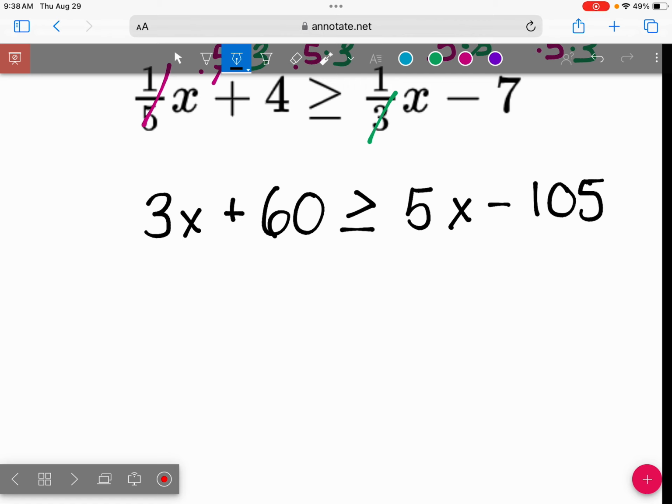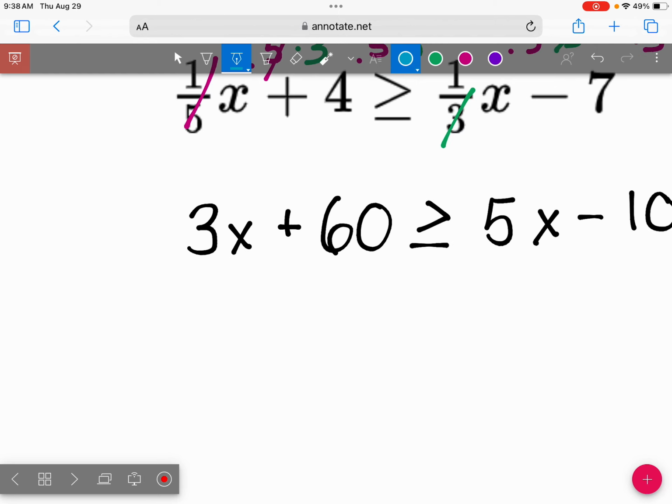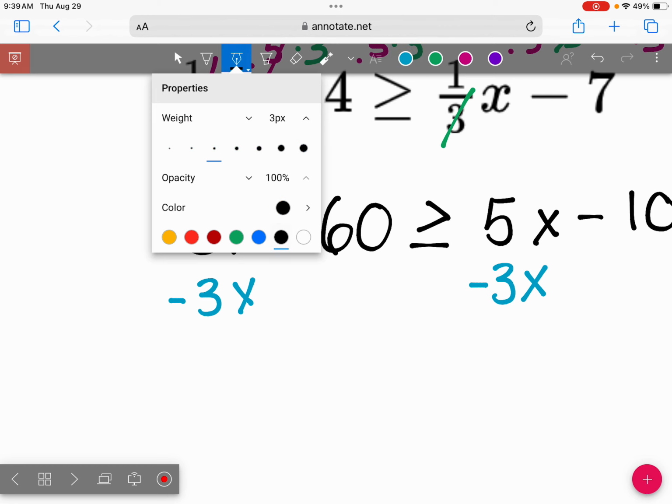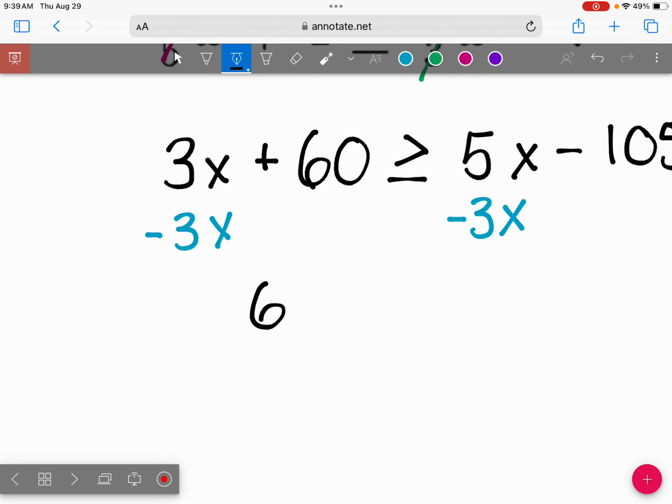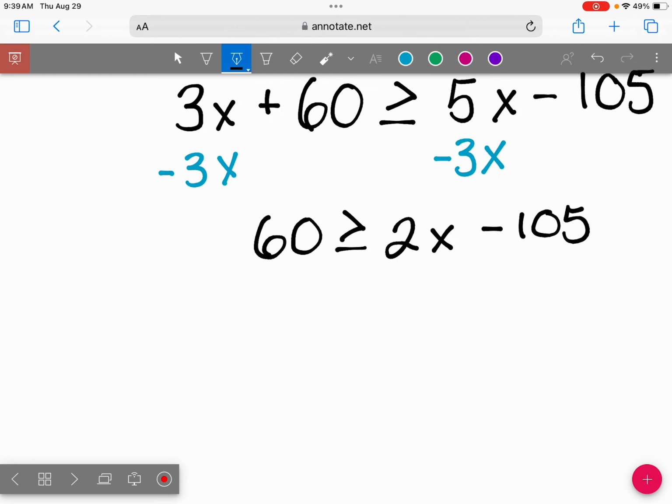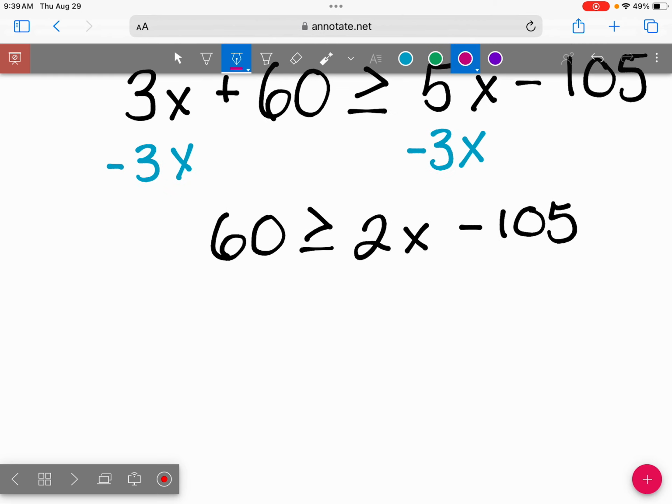So now what should we do? Subtract the 3x. If we move our smallest x, it will give us the least amount of negatives we can deal with. Because then our x shouldn't be negative if we move the smallest piece. You don't have to, but it makes it so you don't have as many negatives to deal with. So we're going to have 60 greater than or equal to 2x minus 105. And what should we do? Add the 105.